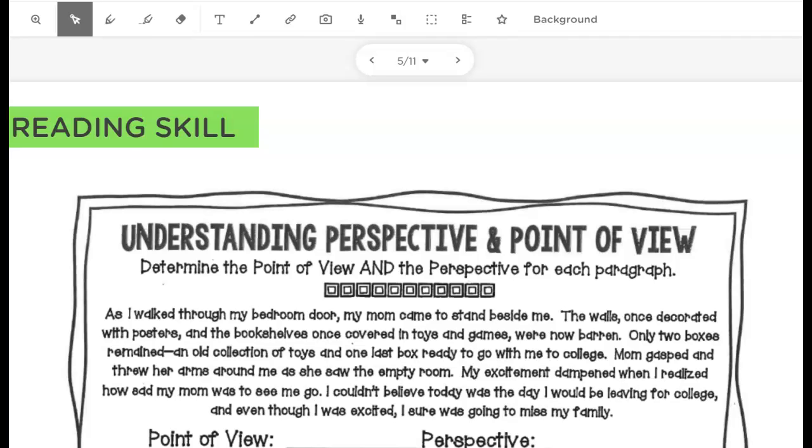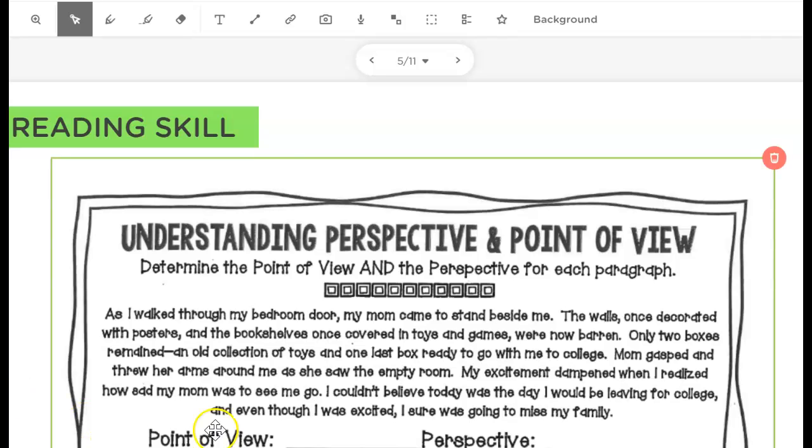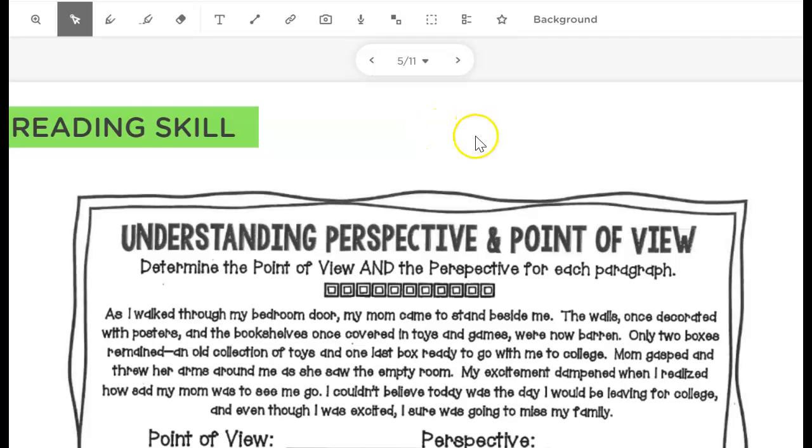Hello, third grade, and welcome to our reading skill today. We will have two parts. One of the parts is on Study Island, and our other part is on Class Kick for this part.